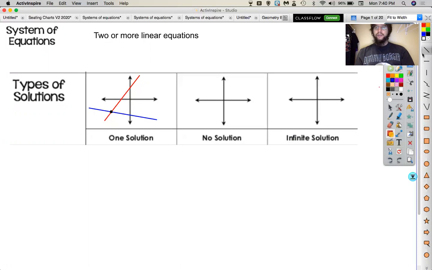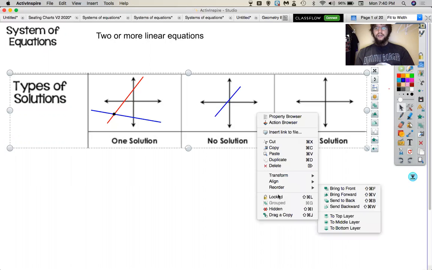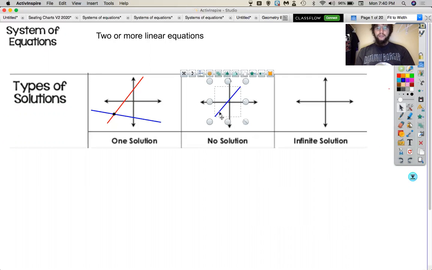Now it's possible that we might have no solution. So if we have no solution, then we'd have 2 lines that are parallel to each other. So if they're parallel to each other, they're never going to intersect, so there's no intersection point to be the solution. This is an example of that.